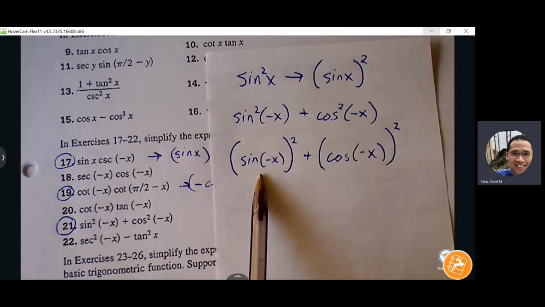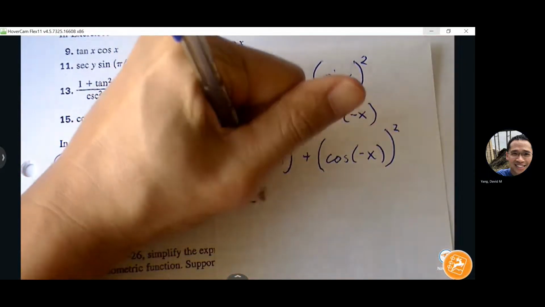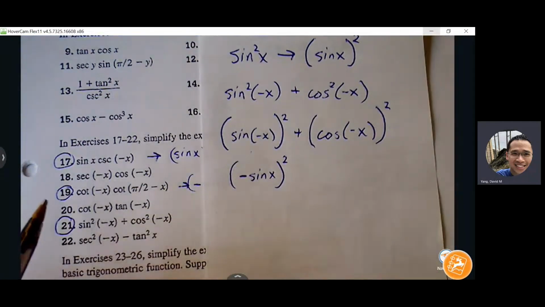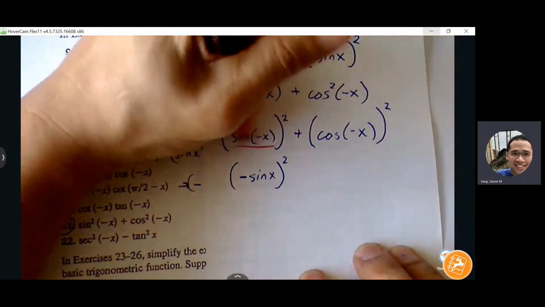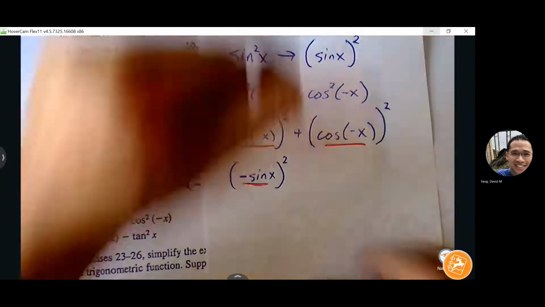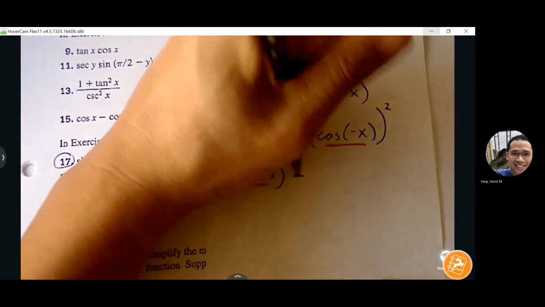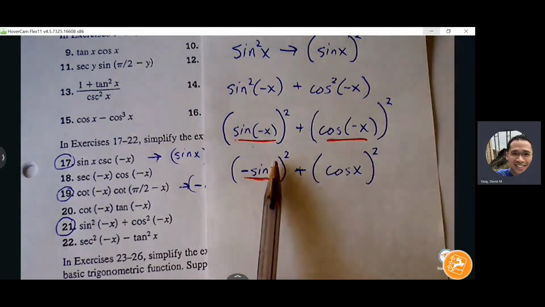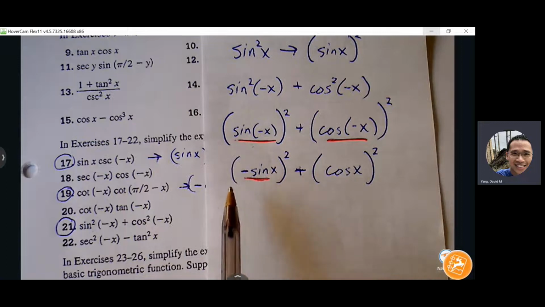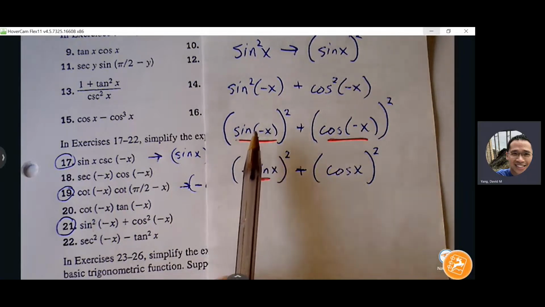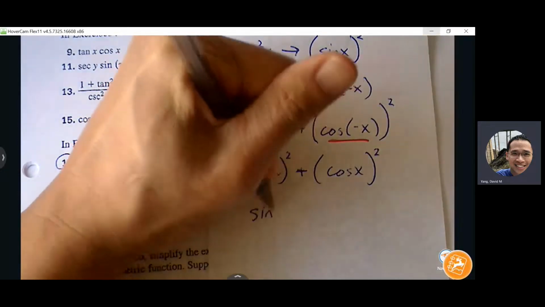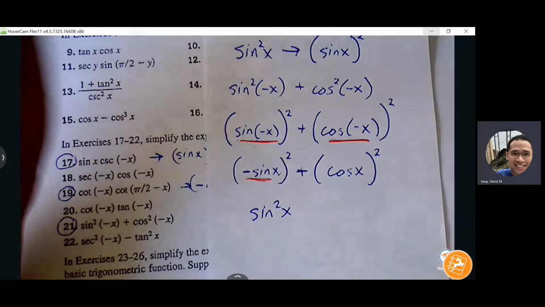What do you know about sine of negative x? Negative sine of x, right? It's an odd function. I'm still leaving that square there. I'll deal with it later. I'm just wanting to get what's inside the parentheses cleaned up. And what do you know about cosine of negative x? It's positive cosine. Now, if I were to square a negative sine x, what's going to happen? Positive. So even though sine of negative x is an odd function, that square is going to force it to be positive, and that's going to turn it back into sine squared x, or sine x squared.